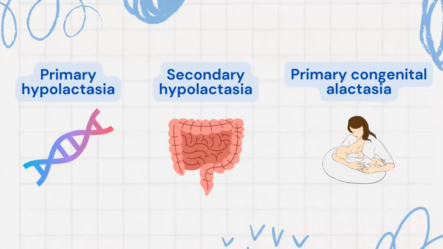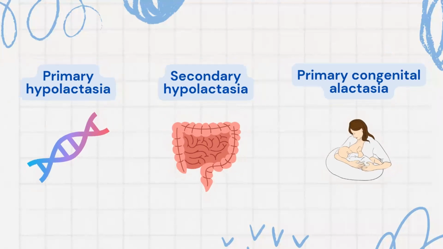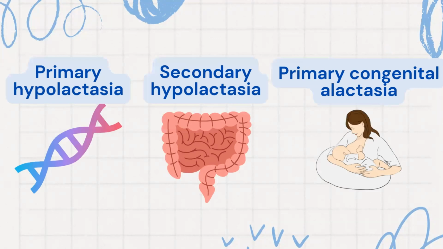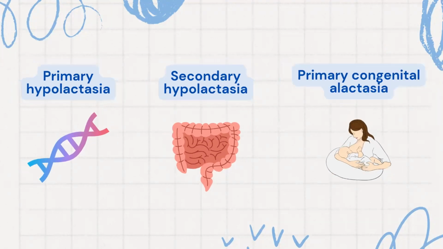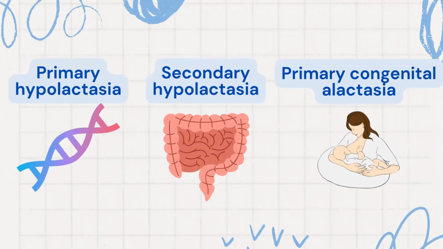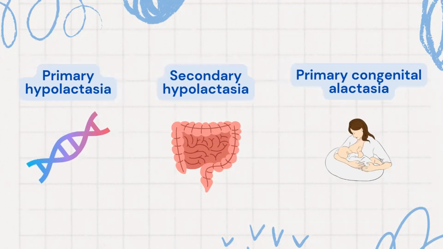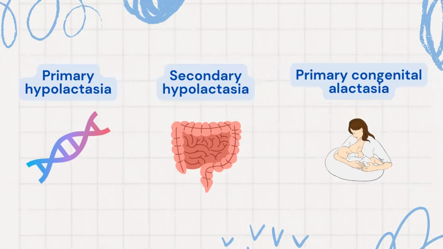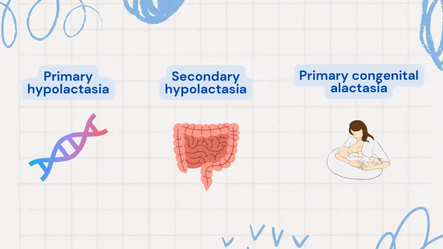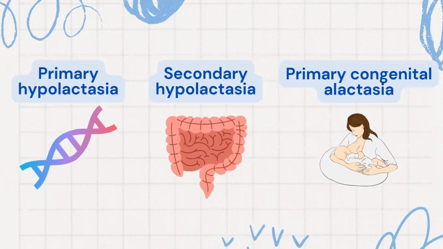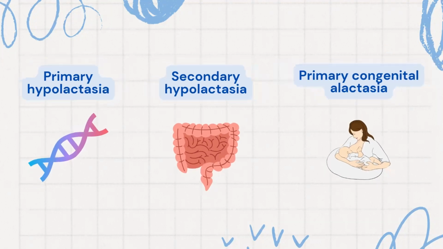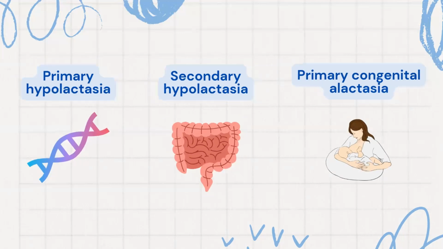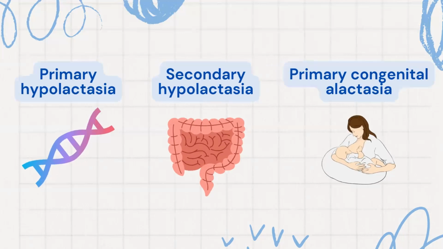At the same time, the causes of lactose intolerance are also divided into three conditions. The first one is primary hypolactasia, mainly related to genetics. And the next one is secondary hypolactasia, mainly caused by damage to the small intestine. And the last one is primary congenital lactasia, mainly caused by a genetic defect in which the patient may not be able to digest breast milk.